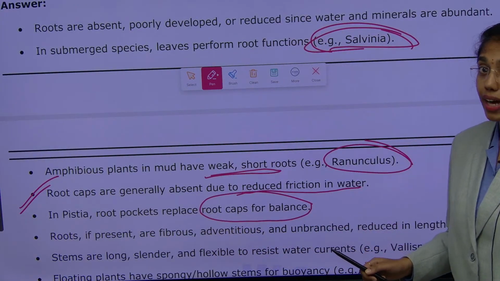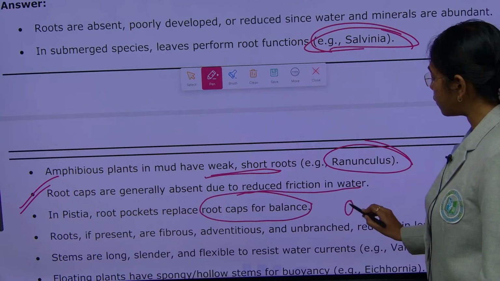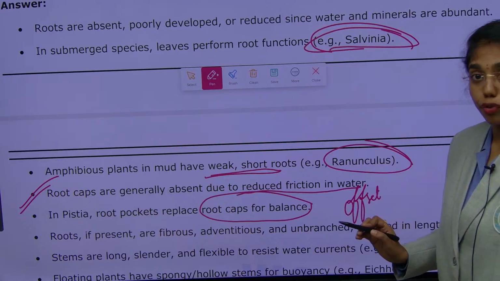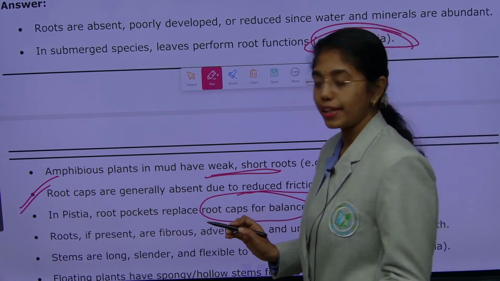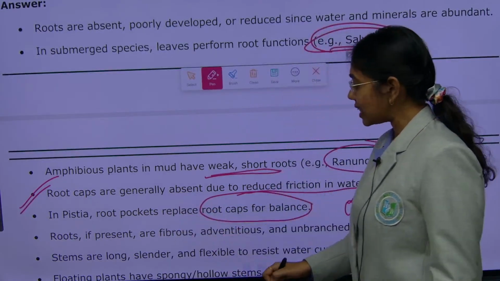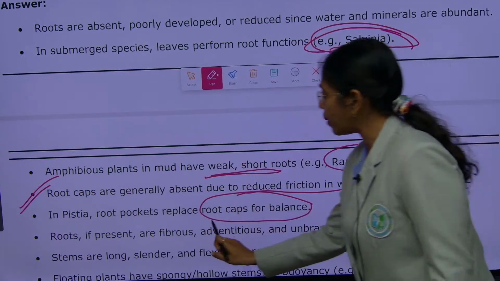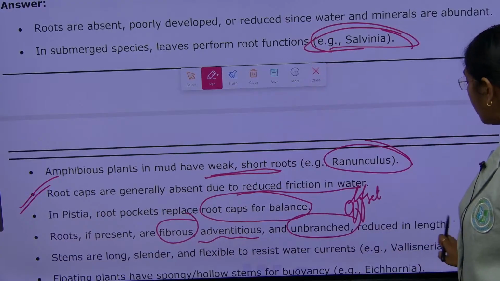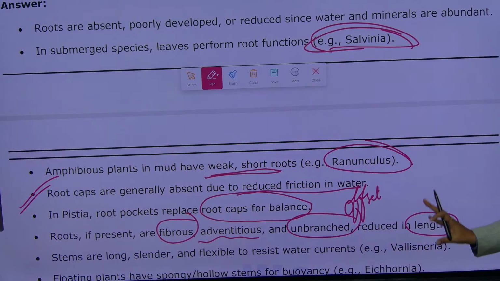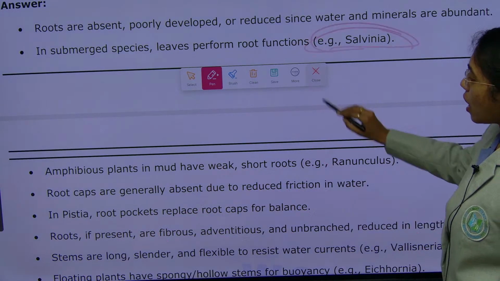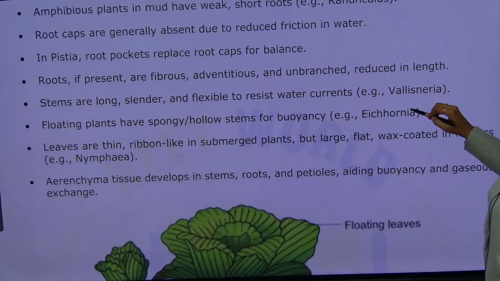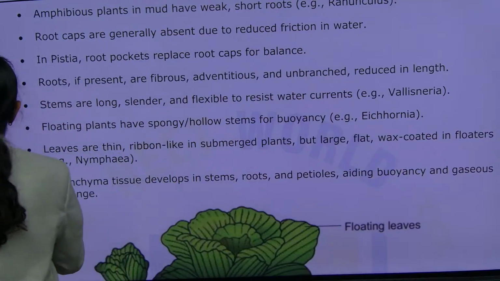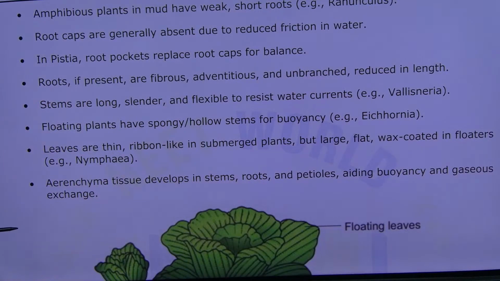Pistia and Eichhornia are examples of what? Offset, right? Where at each node you will see a tuft of roots and a rosette of leaves. Roots, if present, will be fibrous, adventitious and unbranched, reduced in length. And stems are long, slender and flexible to resist water currents.